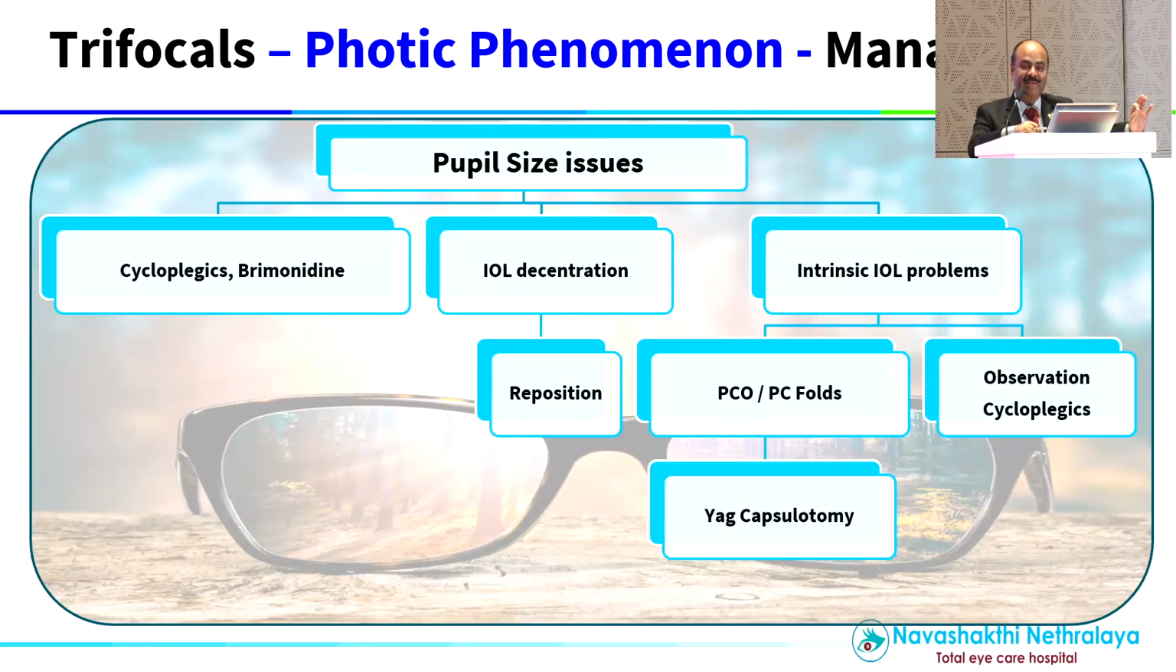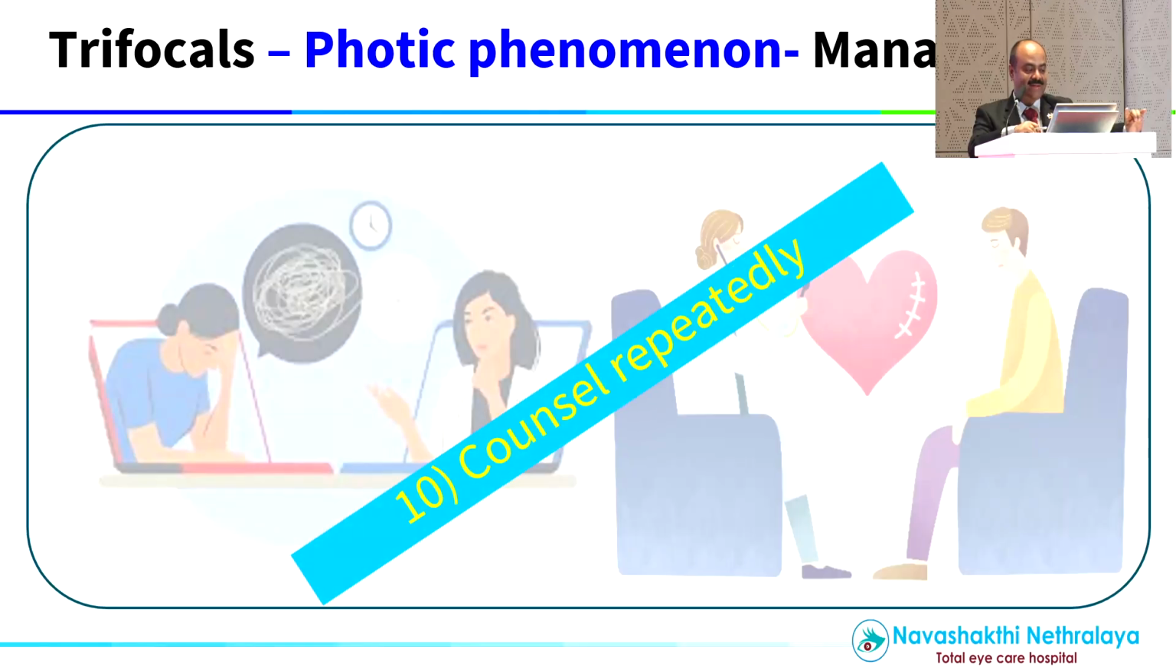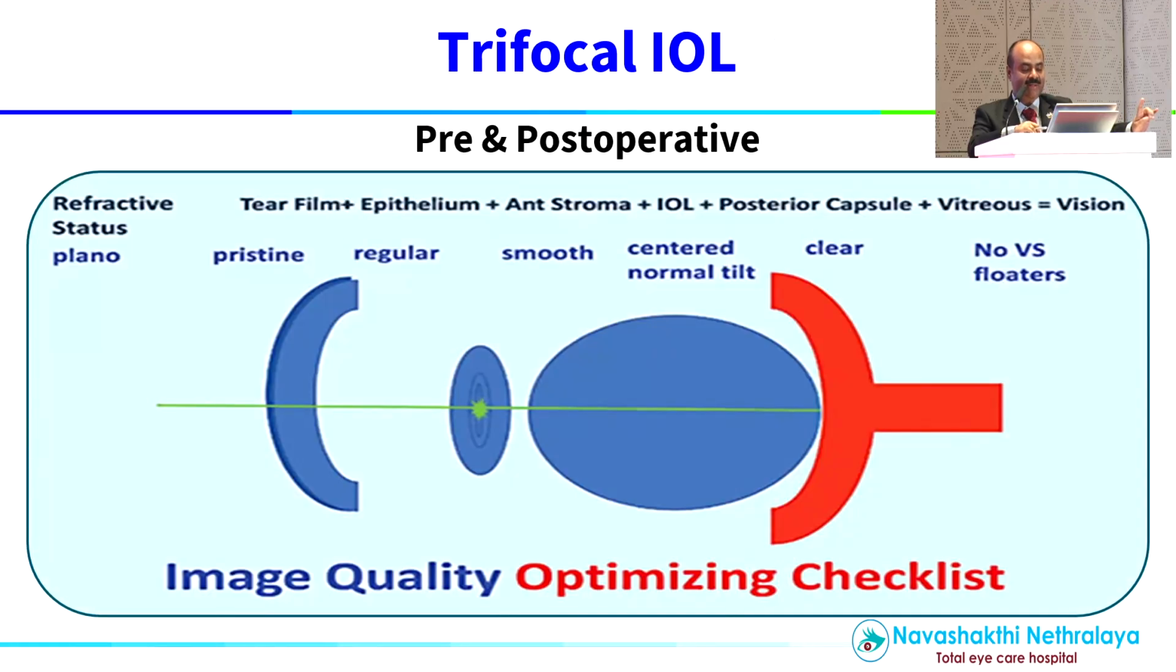Again, if by chance the patient develops a problem, we can use cycloplegic, recenter the lens, find intrinsic problems, and treat accordingly. Last few slides, please. Counsel again repeatedly if needed.